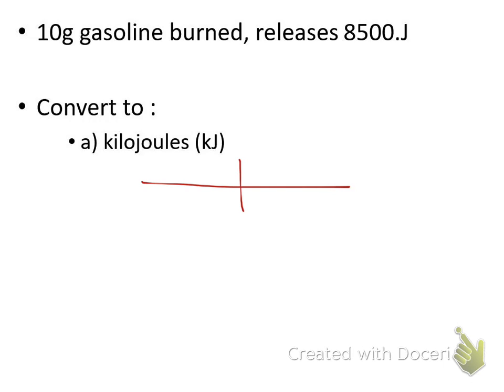All right, so what goes in this top left corner? Our starting value, which is 8500 joules. I know I want joules on the bottom, and I want kilojoules on top. How come I didn't use the 10 grams? Grams is not a form of energy. Grams is a form of mass.